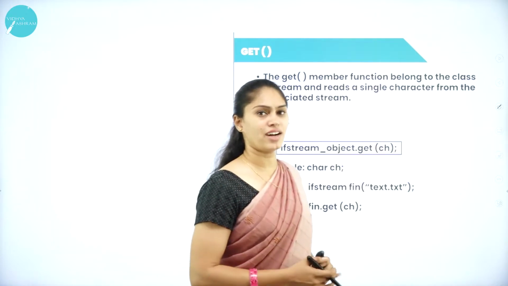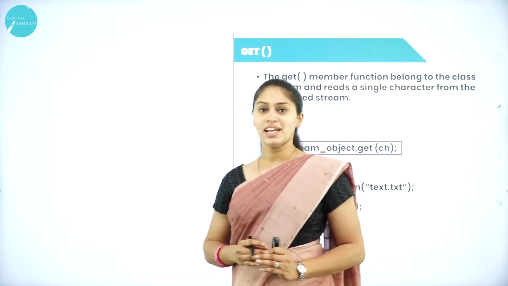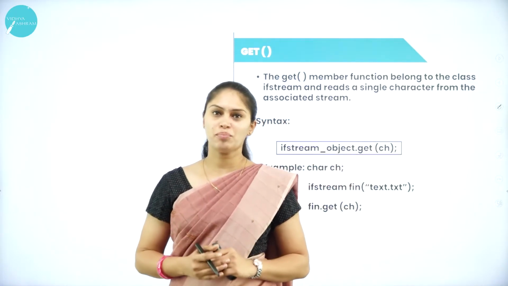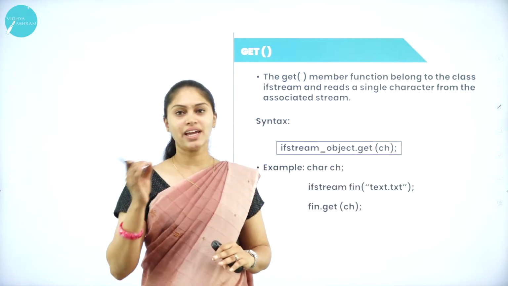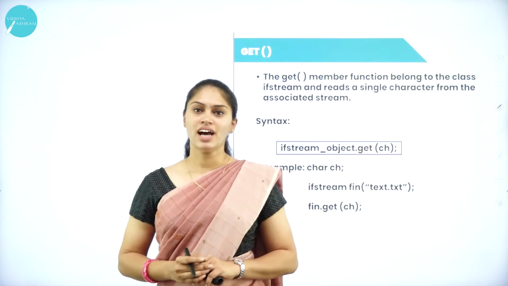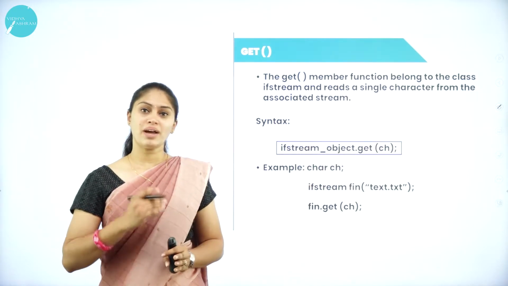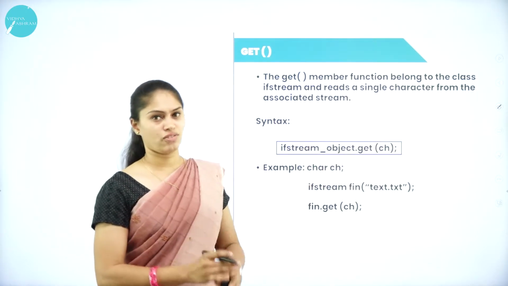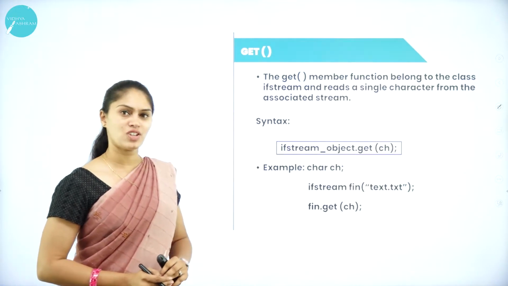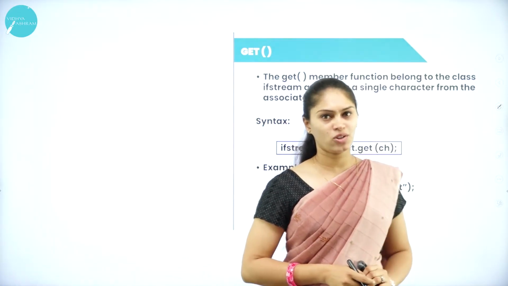So what is this get function? If I want to perform any operation, then input is important, isn't it? I have to give an input, then it is going to be processed, and only then can I get the output, right? So for an input operation on a text file, I am going to use a member function called get.